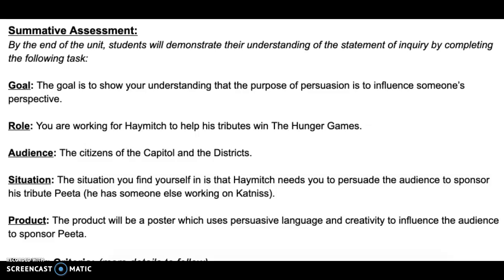The audience is the citizens of the Capitol and the districts. The situation you find yourself in is that Haymitch needs you to persuade the audience to sponsor his tribute, Peeta. He has someone else working on Katniss. And the product is a poster which uses persuasive language creatively to influence the audience to sponsor Peeta.